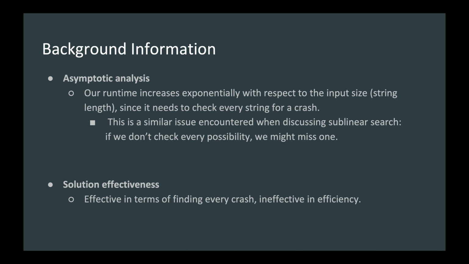When we make an asymptotic analysis of our proposed solution, we observe that the runtime increases exponentially with respect to the input size, which is actually the length of the injected string. The reason is that to detect a crash, one needs to check every possibility. This is a similar issue encountered when we were discussing sublinear search in lecture 6. Therefore, even though our fuzzer is very effective in terms of finding a crash, we cannot say the same thing for computation efficiency. Hence, we need to find a solution to reduce the runtime.